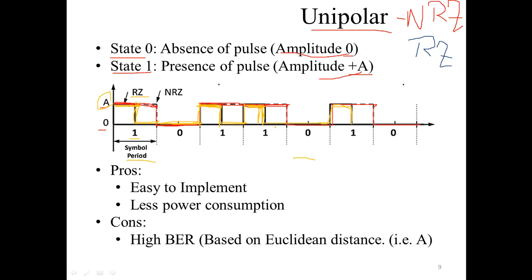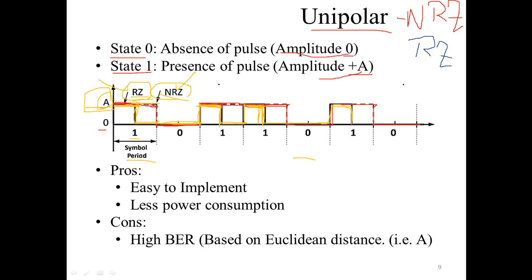So you see that this is different as compared to NRZ, and you can also analyze that RZ basically has less power consumption as compared to NRZ. NRZ transmits the whole symbol period as A. It means power lost is maximum.